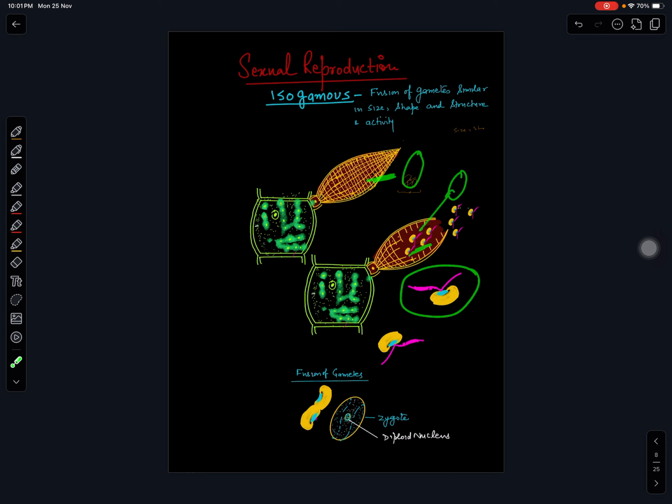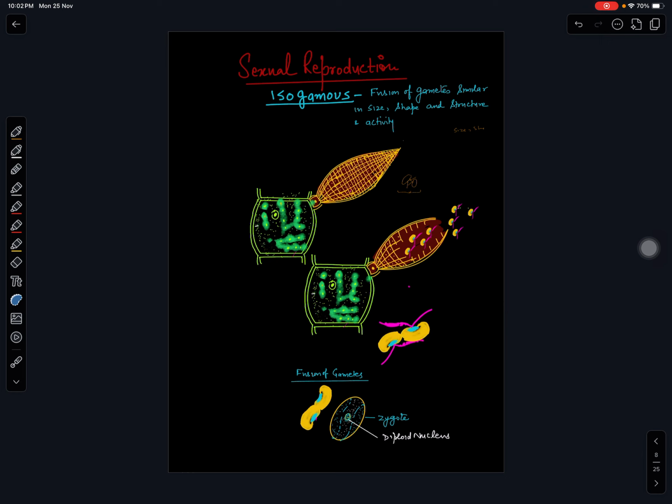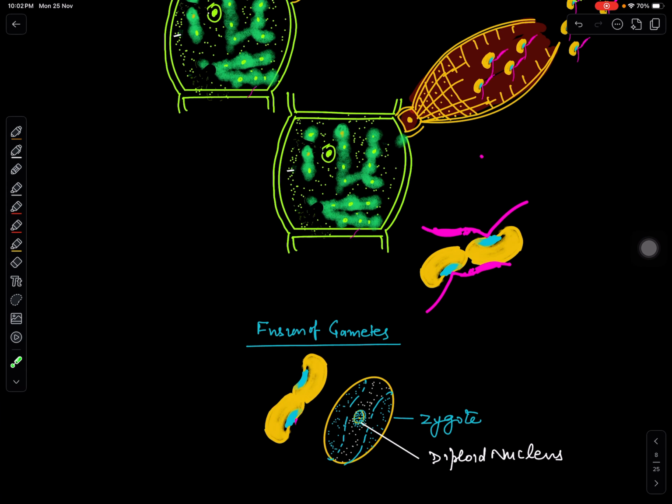If these two gametes, like if we make this one gamete, this can come and fuse with each other like this, or they can fuse like this also, clear? And when they are fusing, these flagella will be resorbed, meaning they will disappear. Here we can see that two gametes are fusing with each other. Suppose this is one gamete, this is another gamete, this has a nucleus, this has a nucleus.